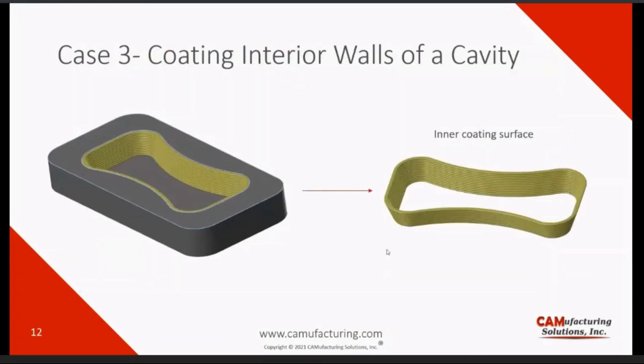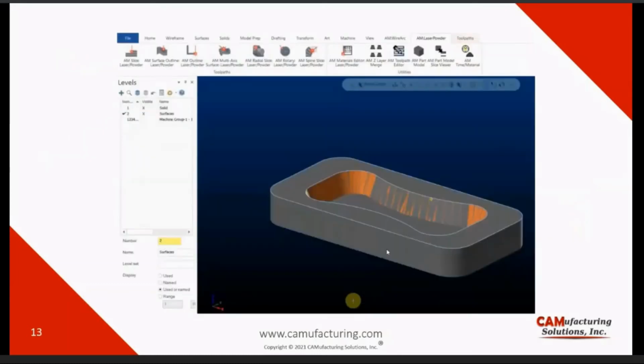Our third case study is titled Coating Interior Walls of a Cavity. So this feature here shows us how additive manufacturing can be used for coating techniques, as well as printing entire parts or complete parts, or using repair. Coating surfaces is also another feature that we have that is supported by our software APlus.